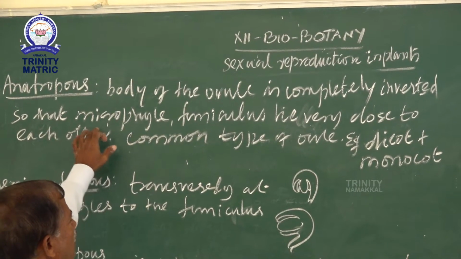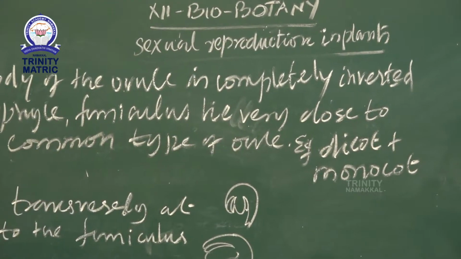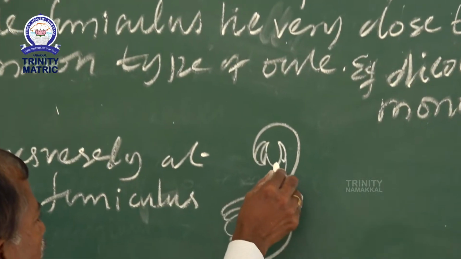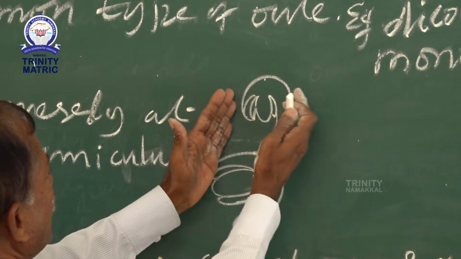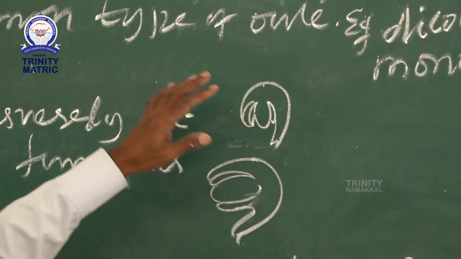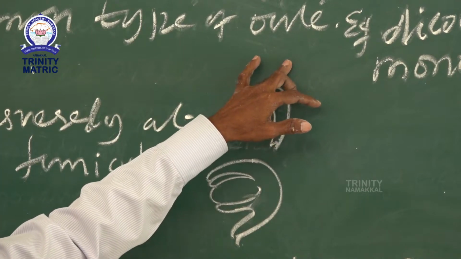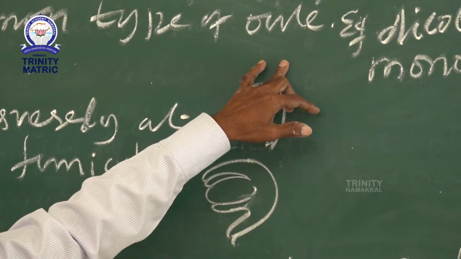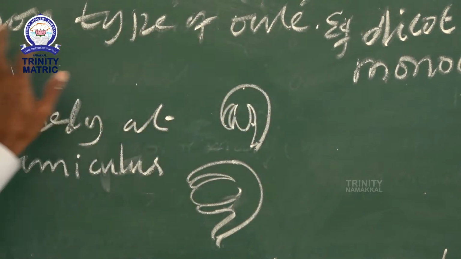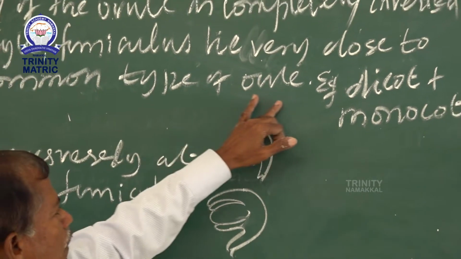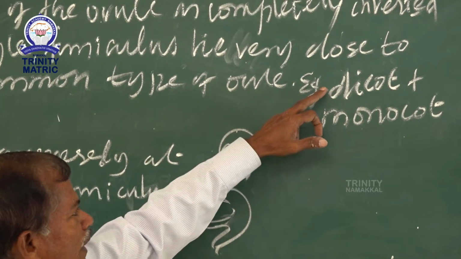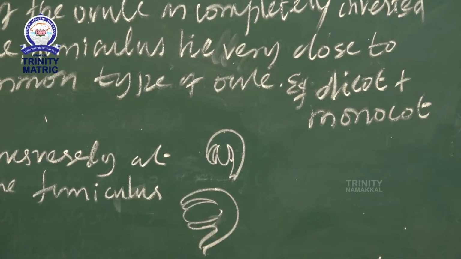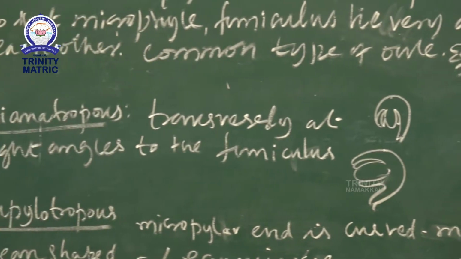They lie very close to each other. Look here, the funicle, micropyle and chalaza are very close to each other. This is the common type of ovule. They also ask one more question: which type of ovule is commonly found in angiosperms? The common type of ovule is found in dicot and monocot plants. Next is the hemianatropous ovule.